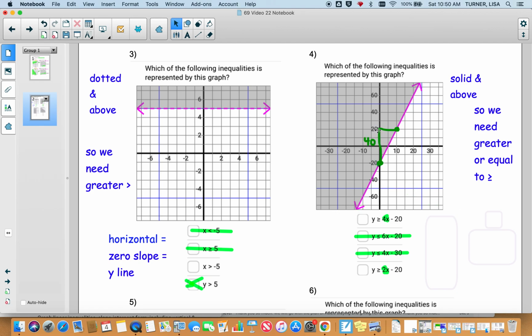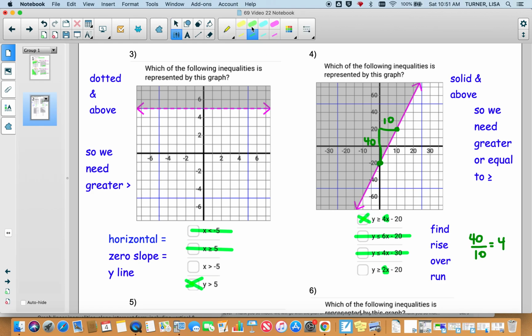Up 40 and over how many? And I have to look at the scale. If it goes from this line over, that is a line of 10. So a run of 10. And so really that is 40 over 10 and my slope is 4, right? And so which one is it? I had to find my rise and my run. And so my answer is this first one right here.